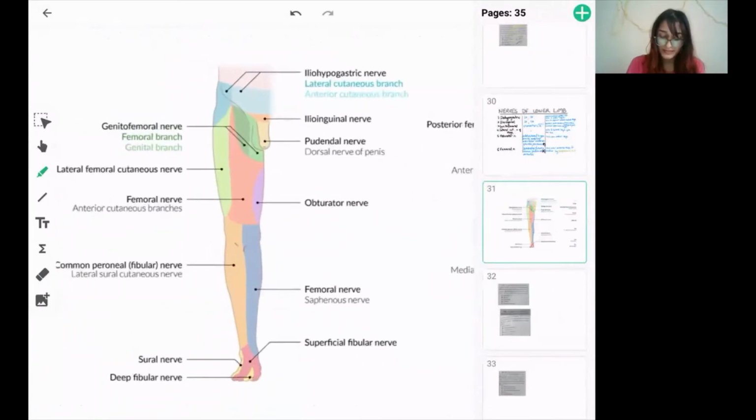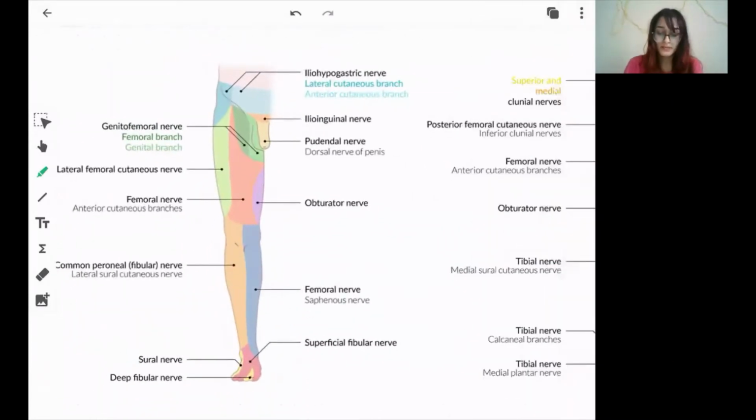So you can see all the sensory supply of the lower limb. The iliohypogastric nerve supplies the skin over the pubic region and the superior part of the lateral thigh, then the ilioinguinal nerve and the genitofemoral nerve. The genitofemoral nerve has two branches, the femoral and the genital branch. The genital branch supplies the scrotum in males or the labia majora in females, and the femoral branch supplies the most superior part of the anterior thigh.